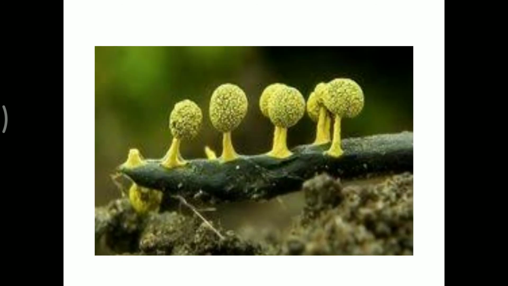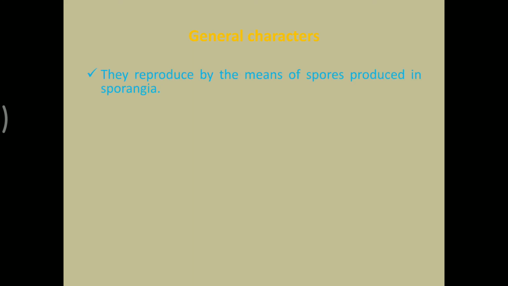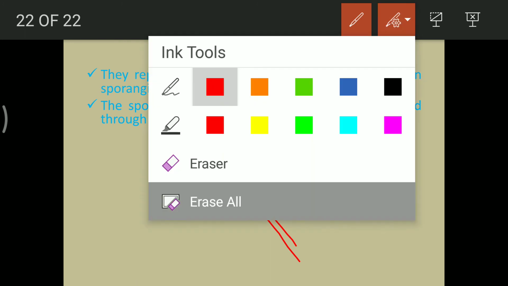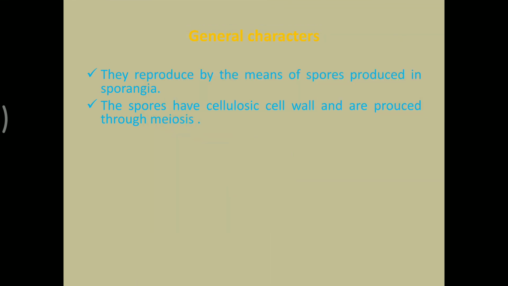These are sporocarps which are visible. It is a magnified view. They reproduce by means of spores produced in sporangia. Those globular structures are sporangia, and in them there are spores. Once favorable conditions arise, they will burst and release all the spores. All the spores have a cellulosic cell wall, and they are produced as a result of meiosis.